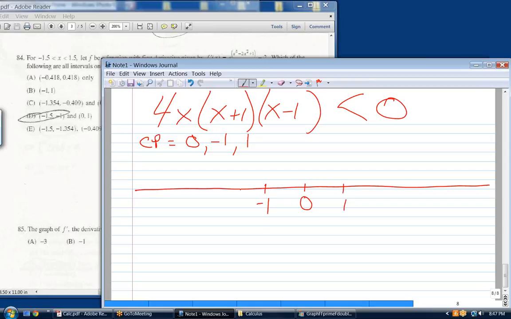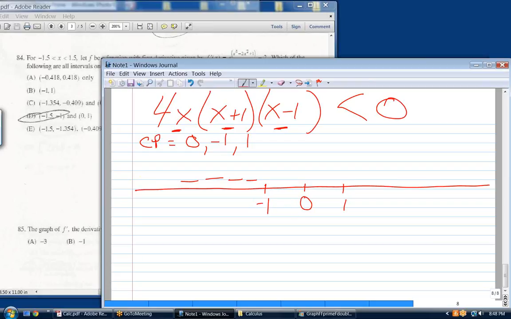So let's test to the left of -1. When we do a -2, this is negative, this is negative, this is negative. 3 negatives equal a negative. So we're negative everywhere to the left of -1, and I could go all the way to infinity. I know it's negative, because with these 3 critical points, I only need to test 1 point to the left.